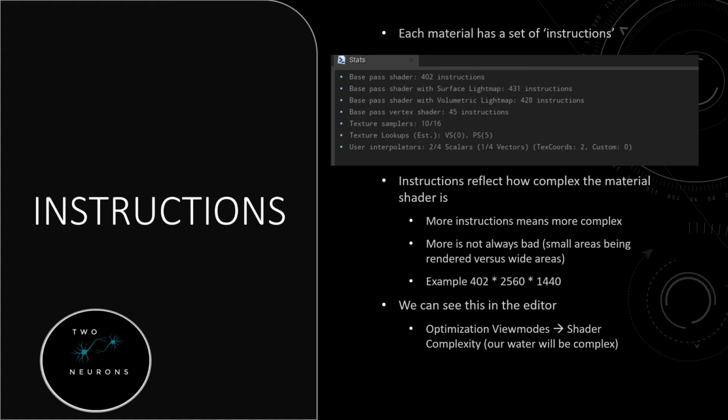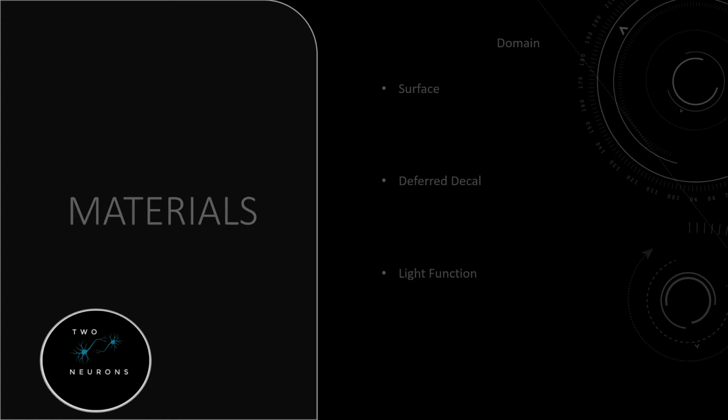And you can see this in the editor. If you go to optimization view modes, where it says Lit by default, if you click Lit in the main editor, you'll see optimization view modes, and you'll see shader complexity. And if you look at our water when we're done, you'll see our water is quite complex. In fact, probably a bit too complex, and we should probably consider optimizing it down the road. All right, now that we've talked about the instructions, let's talk about material and material domain.